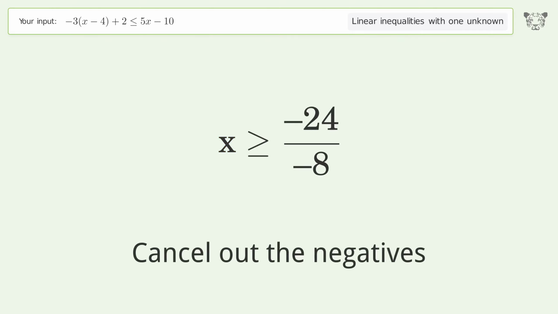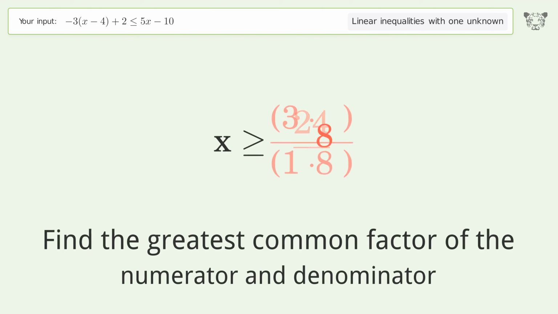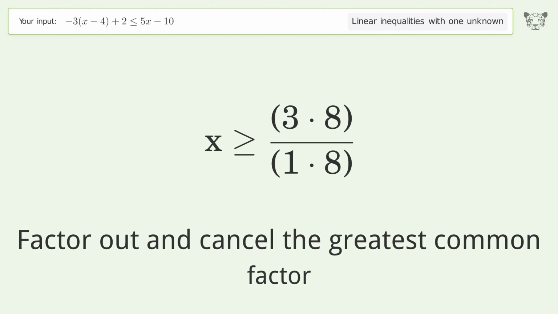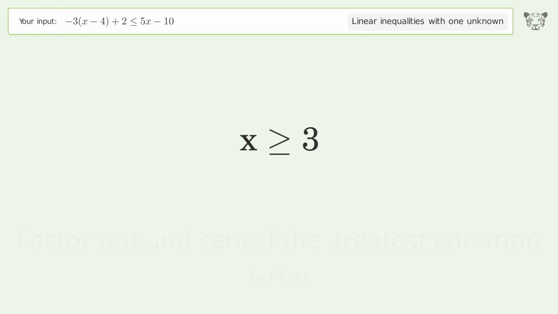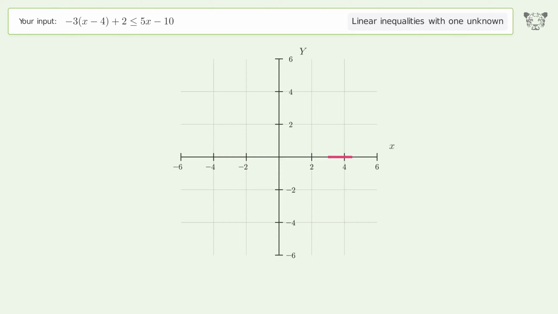Cancel out the negatives. Find the greatest common factor of the numerator and denominator. Factor out and cancel the greatest common factor. Plot the solution on a coordinate grid. And so the final result is x equal or greater than 3.